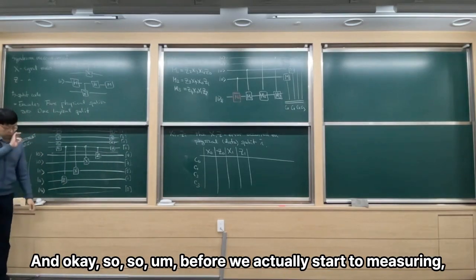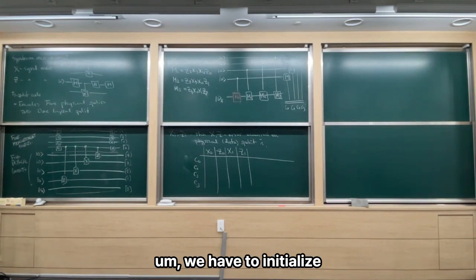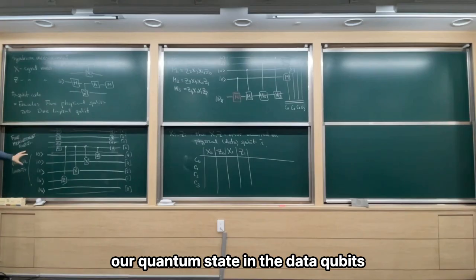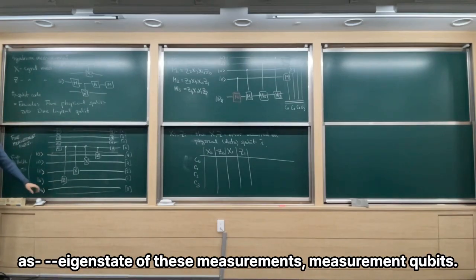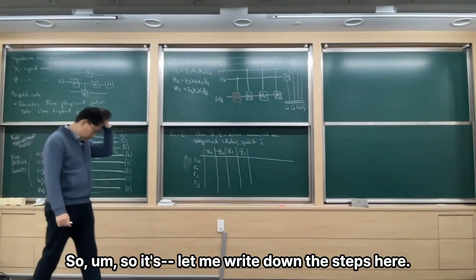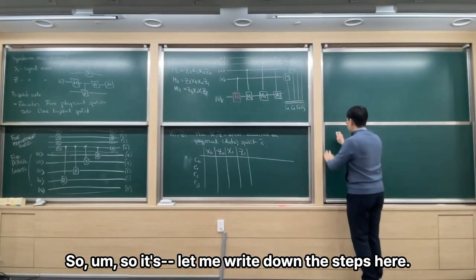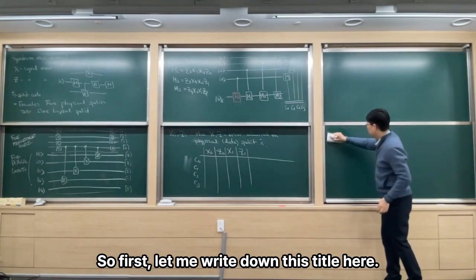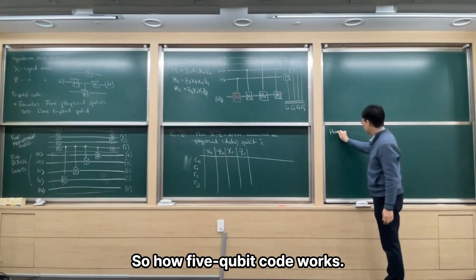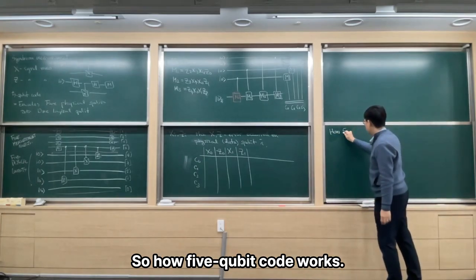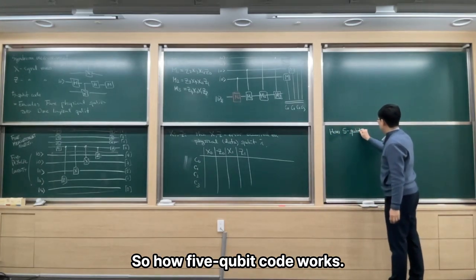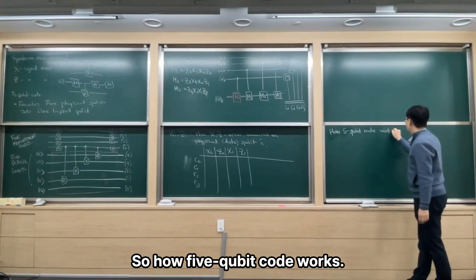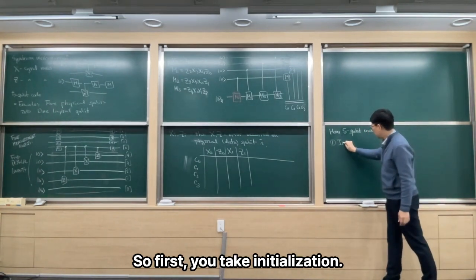Before we actually start detecting the error, we have to initialize our quantum state in the data qubits as an eigenstate of these measurement qubits. So let me write down the steps here. First, let me write down this title: how the 5-qubit code works. So first, you take initialization.